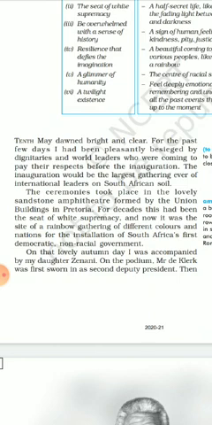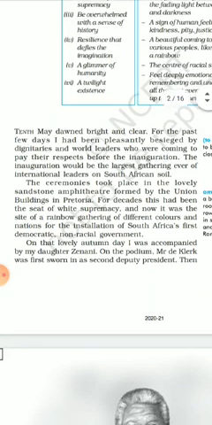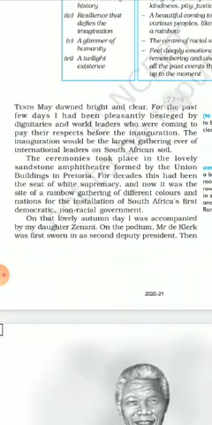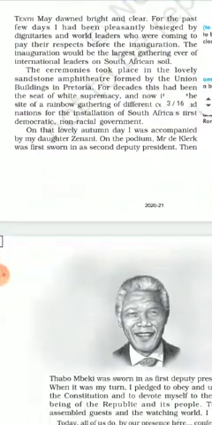For the past few days, I had been pleasantly besieged by dignitaries and world leaders who were coming to pay their respect before the inauguration. The inauguration would be the largest gathering ever of international leaders on South African soil. So Nelson Mandela said that the election result had come earlier, so he was getting so much appreciation, pleasure, congratulations, best wishes from people all over the world. And now he said that this was the first occasion when such a vast gathering happened on the land of South Africa.